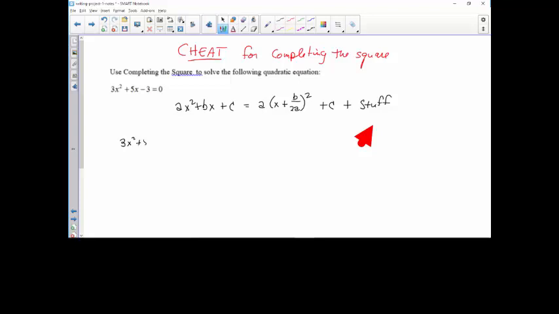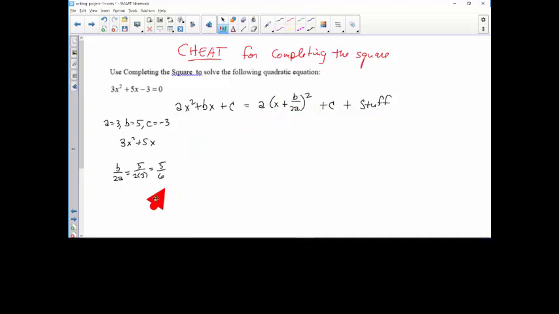3x squared plus 5x. What's your a, b, and c? Let's see. A is 3, b is 5, c is minus 3. Now, the b over 2a is 5 over 2 times 3, equals 5/6. Okay? And what I'm saying is this thing can be written like this with some other junk that we need to take into account.